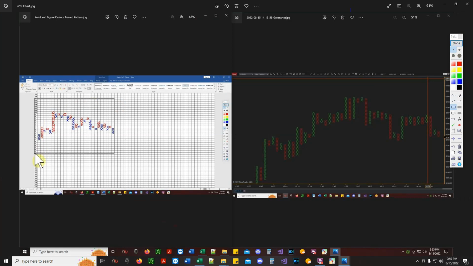This is a Baccarat shoe point and figure. Here's a point and figure with the E-mini for you traders out here. Not going to get you guys confused. I just want to show you traders that, yes, you can do point and figure with Baccarat.